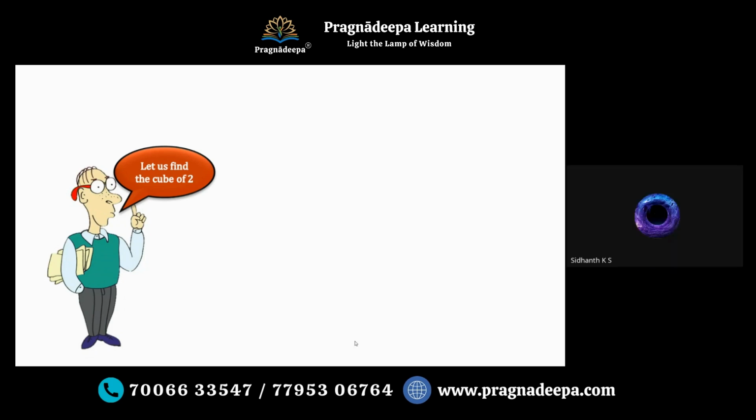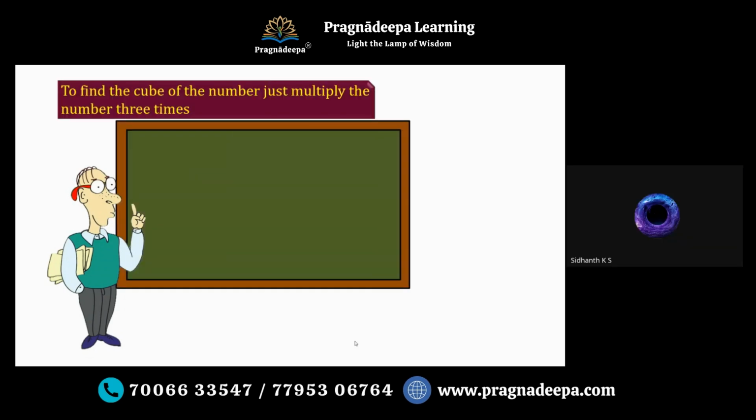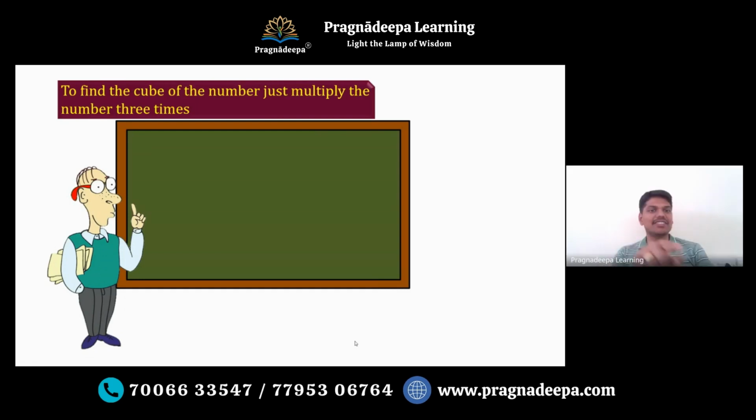Cube root, we will see later. Let's look at cubes first. Let us find the cube of 2. What is the meaning of this? So, find a cube of 2, sir. That will be 8, sir. I know that you know the answer. What is the meaning of that? Sir, for the cube of 2 you have to multiply 2 three times. Very good. This is what I was expecting. To find the cube of a number, just multiply the number 3 times, correct? Yes, sir. So the cube of 2 can be done as 2 into 2 into 2, which is 8, correct?